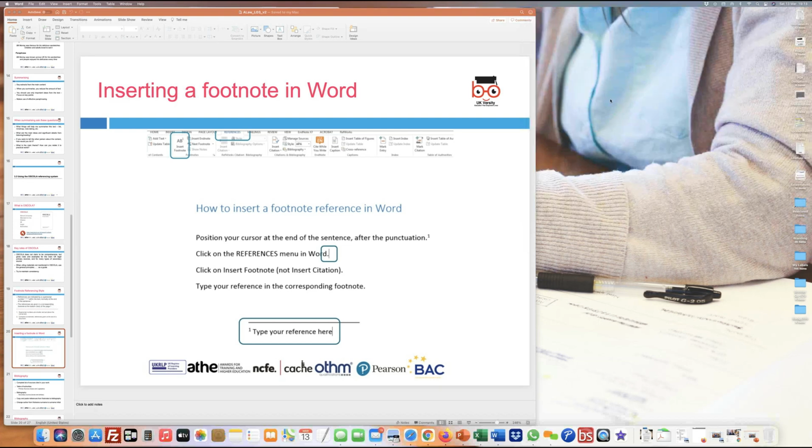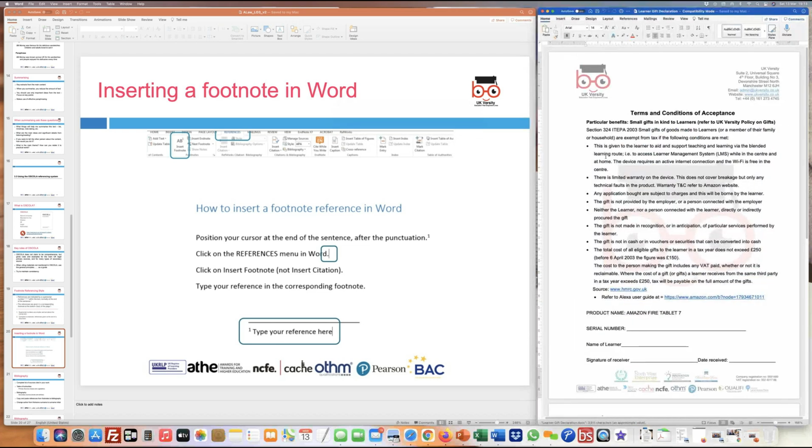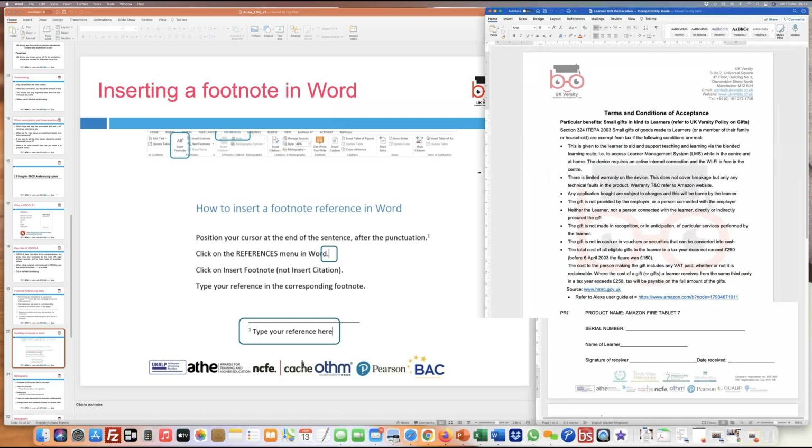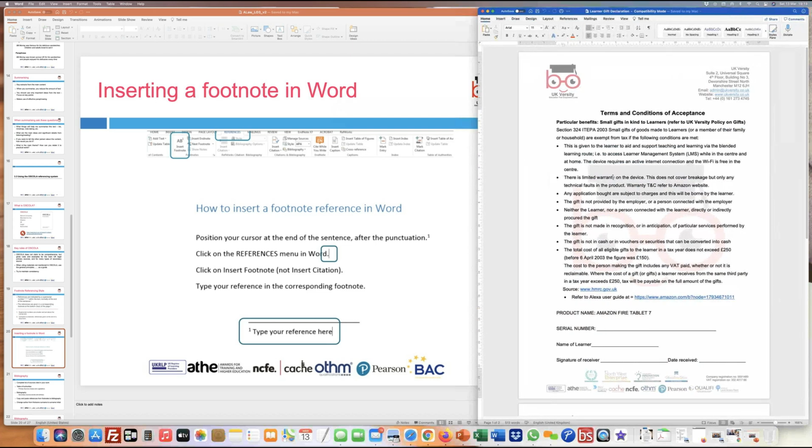So let me open this particular document. In this document, if I have to use this technique, OSCOLA, to reference something I'm presenting, what I'm going to do is select a particular word, then go to the References tab on the top. In the References tab, I'm going to look at something called AB, which is Insert Footnote.